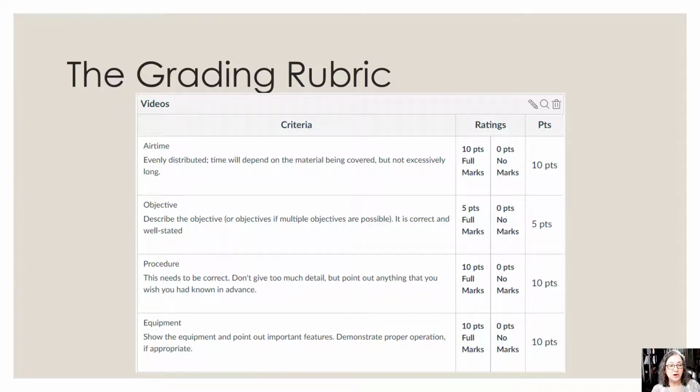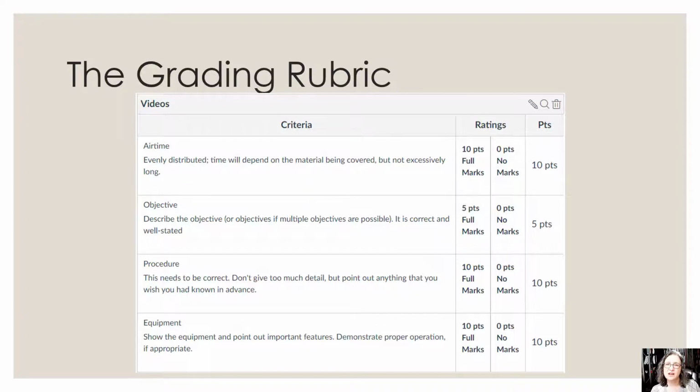You should describe the objective. You want to make sure it's correct and well stated. You might look at the graded calculation memos that you've gotten back on this so that you will have a guide on where you maybe went a little bit astray. The procedure needs to be correct. Don't give too much detail, but point out everything that you wish you had known before you got there. And then show the equipment, point out whatever important features there are.